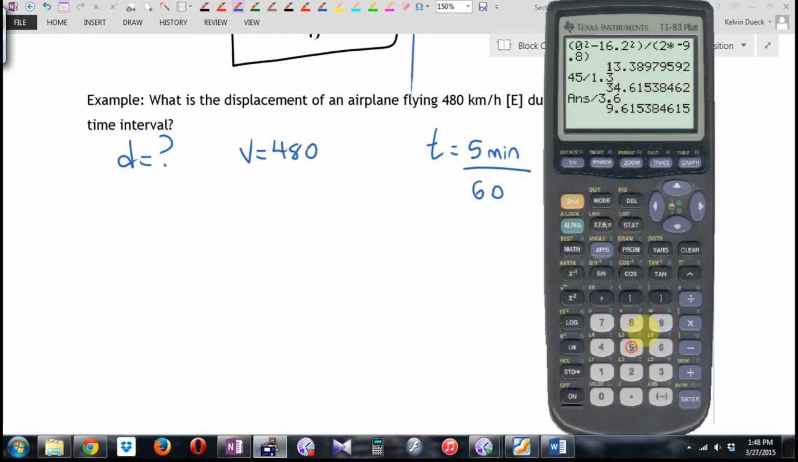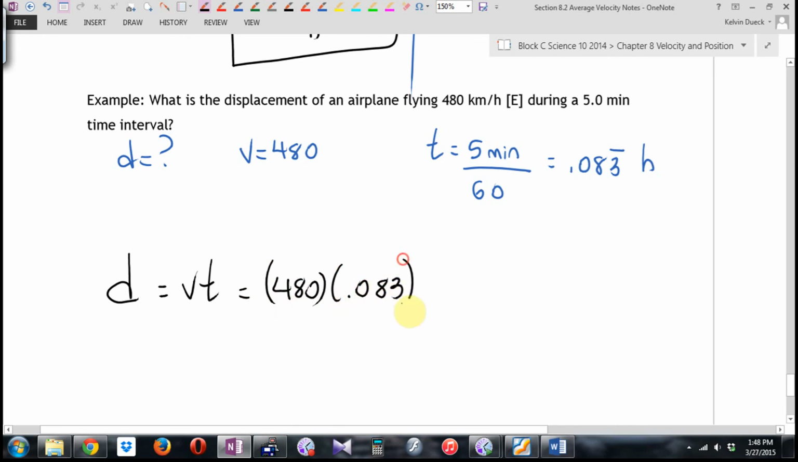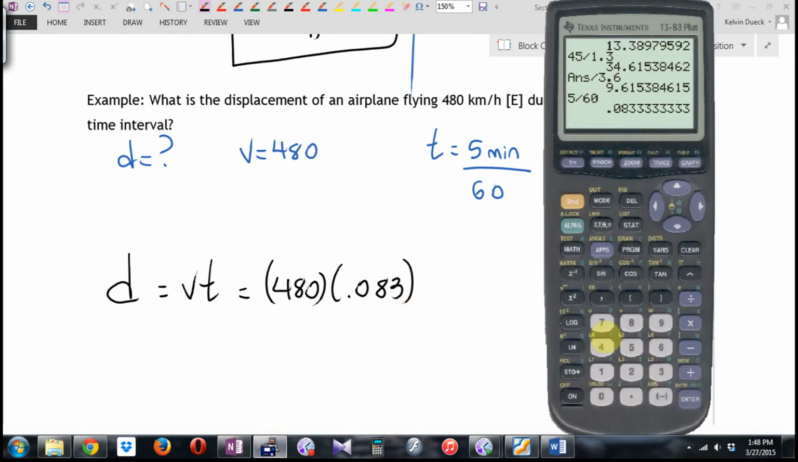It's going to be a small number. I'll keep that on my calculator. It's 0.083 repeating hours. How's that help? Joseph, what equation has the d by itself? D equals vt. So it's going to be 480 times 0.0833333. Actually, I've got an answer button. 480 times answer button. And I get 40 meters?